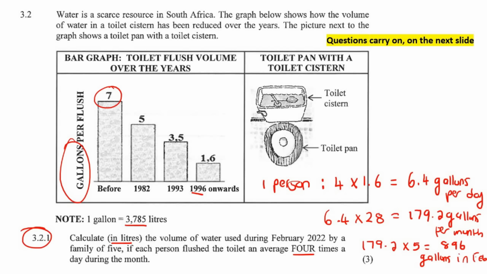Now, they would like us to convert it to liters. So 1 gallon is the equivalent of 3.785 liters. So all that we need to do now is 896 multiplied by 3.785, and that would give us 3,391.36 liters used in Feb.